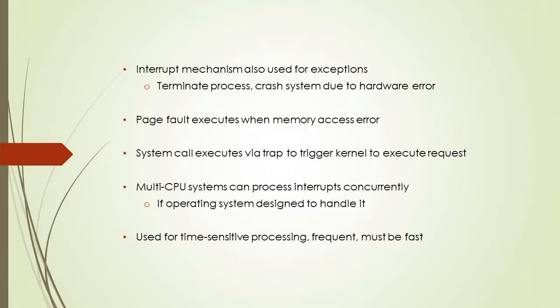The interrupt mechanism is also used for exceptions, to terminate a process or crash the system due to hardware error. A page fault executes when there is a memory access error. A system call executes via a trap to trigger the kernel to execute requests. A multi-CPU system can process interrupts concurrently if the operating system is designed to handle it. Used for time-sensitive processing; frequent interrupts must be fast.